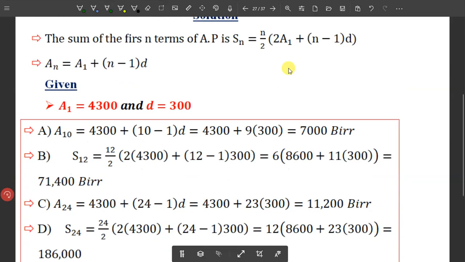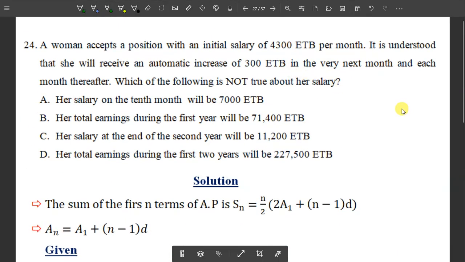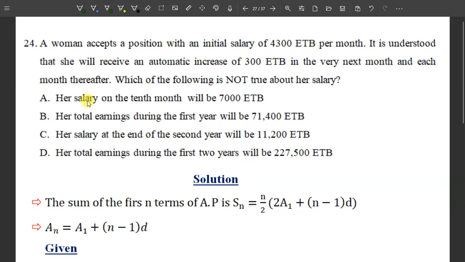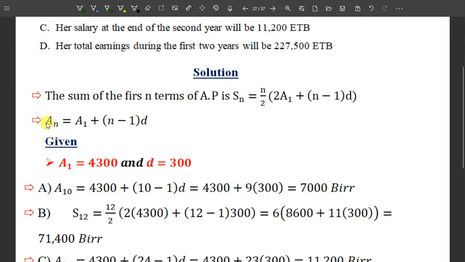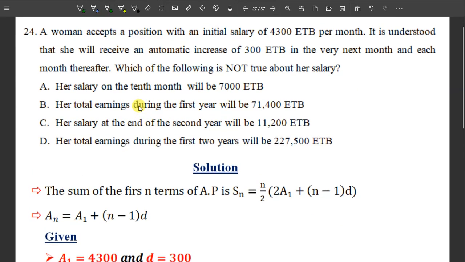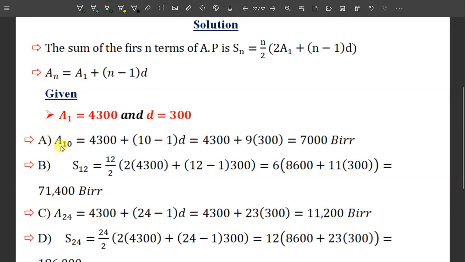Now let us see what A says. What is written in A. It says her salary on the 10th month will be 7,000 Ethiopian birr. Let us see whether that is true or not. Here we apply the nth term of an arithmetic sequence. A10, our n is 10, because we are asked to determine her salary in the 10th month, and therefore our n is 10.